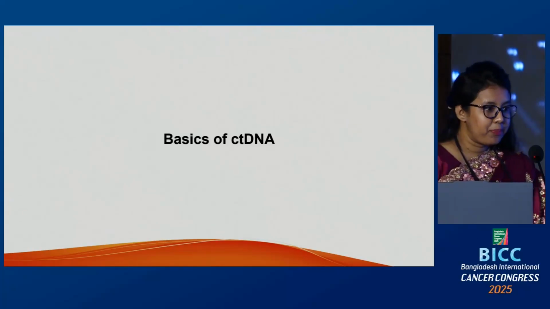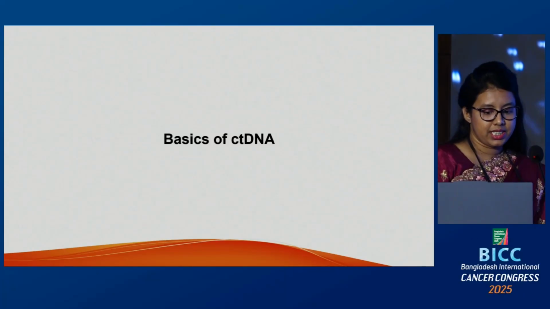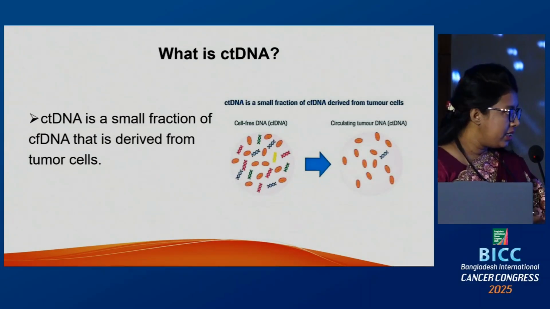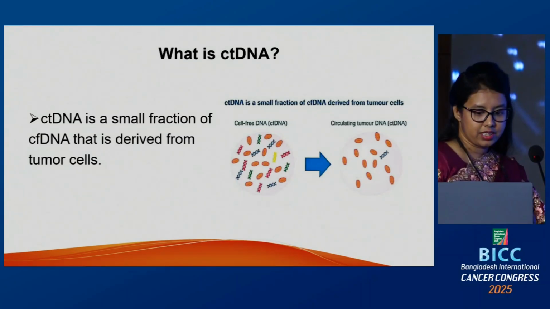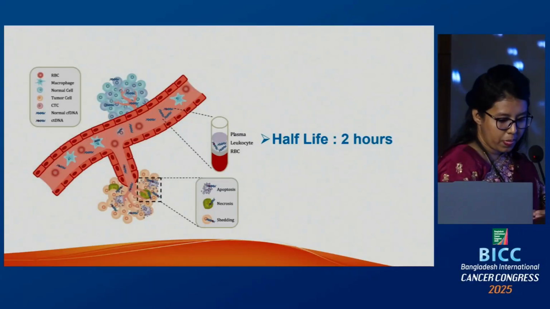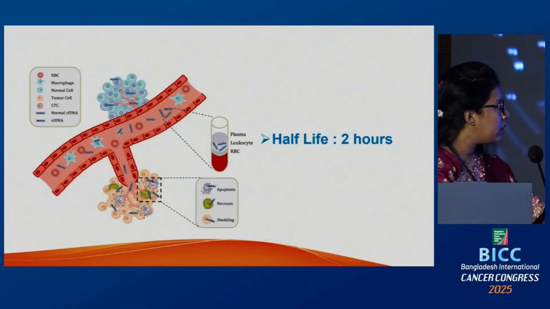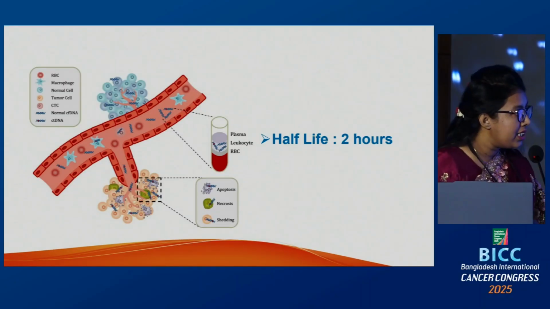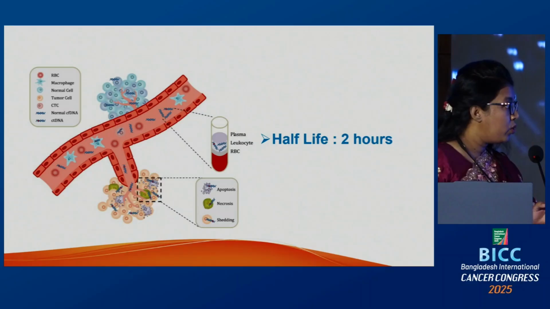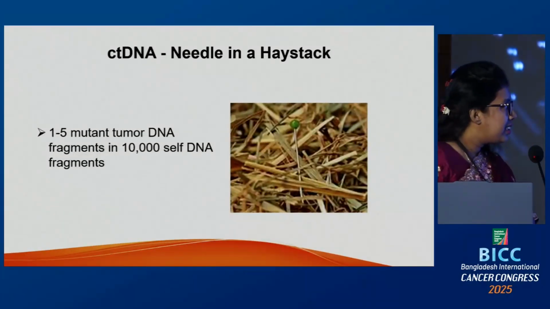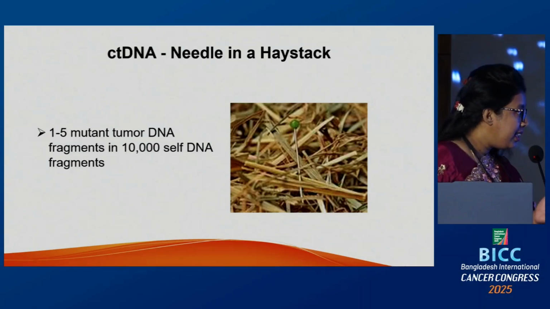So let's recapitulate the basics of ctDNA. It is basically a small fraction of cell-free DNA which is derived only from the tumor cells. And if you see on this slide, the most important information is the half-life, which is about 2 hours. And ctDNA is like finding a needle in a haystack.